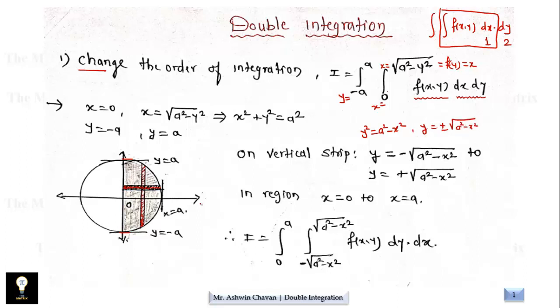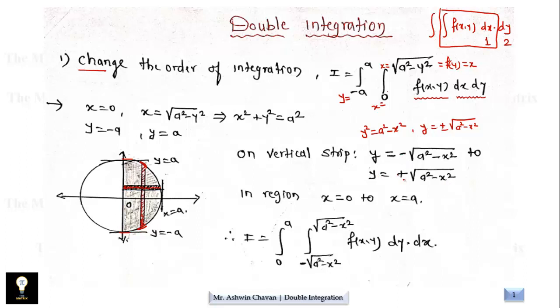Since we are in the fourth quadrant, y is negative, that's why y varies from here, that is negative root of a square minus x square, to where the strip ends in the first quadrant where y is positive, that's why plus root of a square minus x square. So the circle is the same, but the values of y are negative and positive respectively.